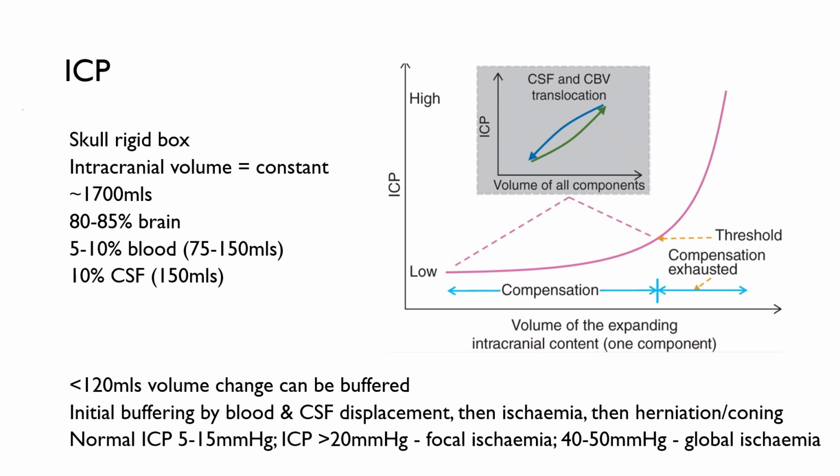The Monro-Kelly doctrine describes the relationship between pressure and volume in this closed compartment. A volume change caused by an additional mass, such as tumour or blood, can be initially buffered by displacement of blood or CSF. But beyond a fairly small volume, around 100 mL, buffering is exhausted and cerebral ischemia and herniation will follow.